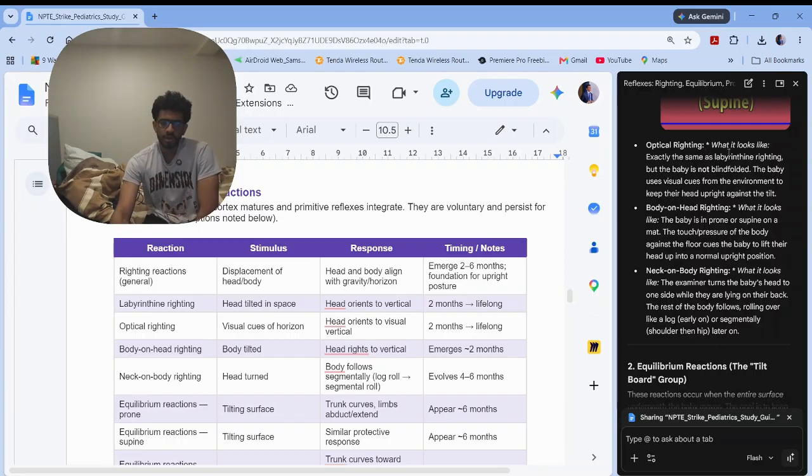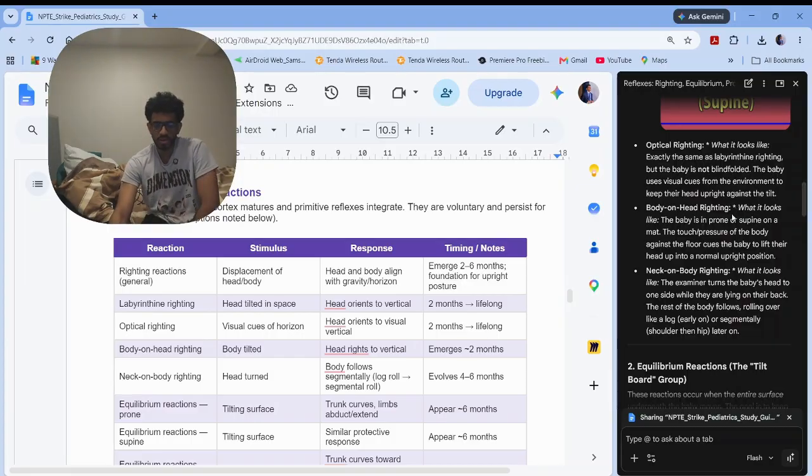So optical righting looks exactly the same as labyrinthine righting, but the baby is not blindfolded here. The baby uses visual cues from the environment to keep their head upright against the tilt. So instead of closing the eyes, as in labyrinthine righting, where the only input comes from the vestibular labyrinth system, here the eyes are open, so they can take visual cues to maintain the vertical orientation of the head. That is again 2 months to lifelong.